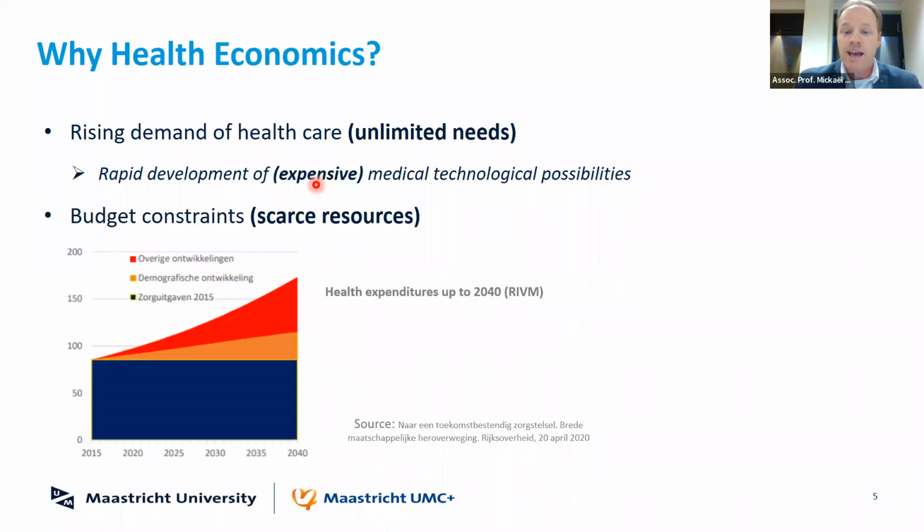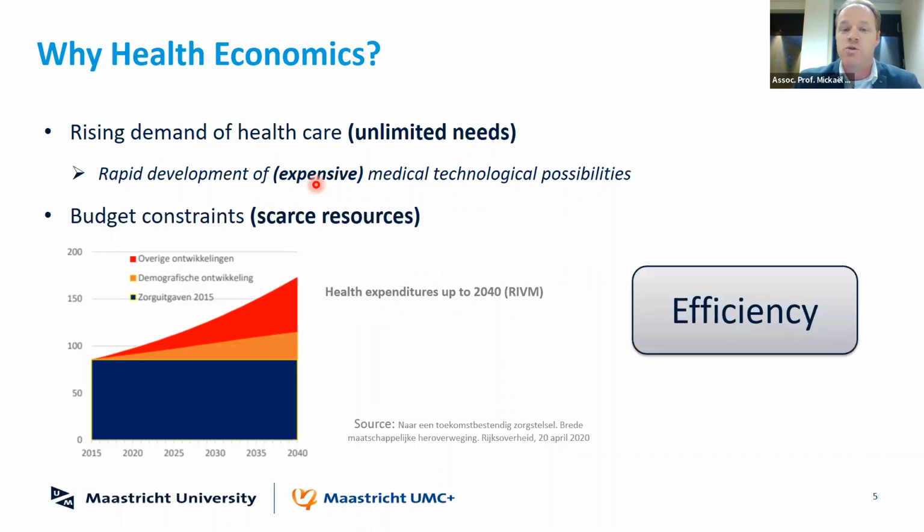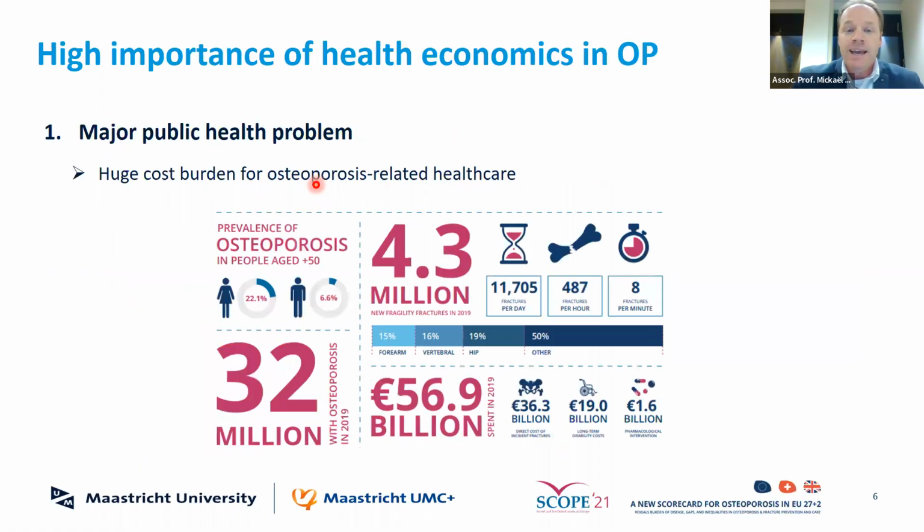In this context, the policymakers need to make some choices, because if they use more money for healthcare, they have less money for education, for infrastructure. So in this context, it's really important to efficiently allocate the scarce resources. And this efficiency is becoming really important. The importance of health economics to help policymakers to efficiently allocate healthcare resources is especially important in the context of osteoporosis for different reasons.